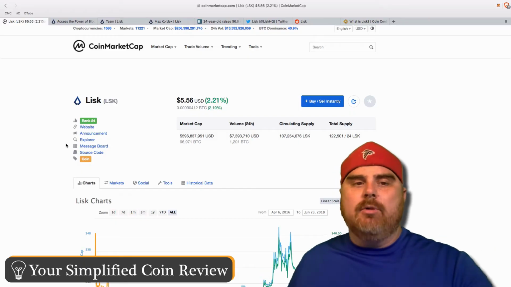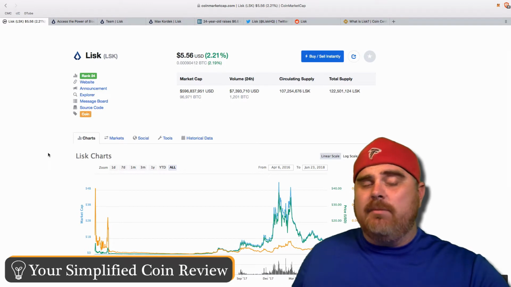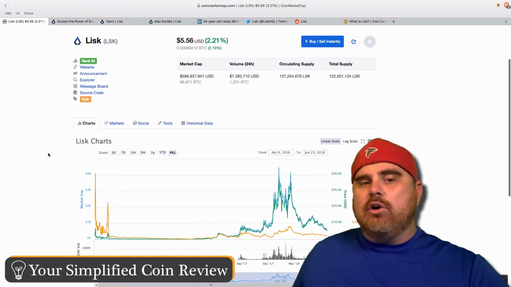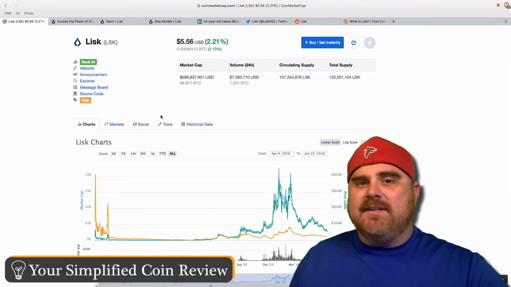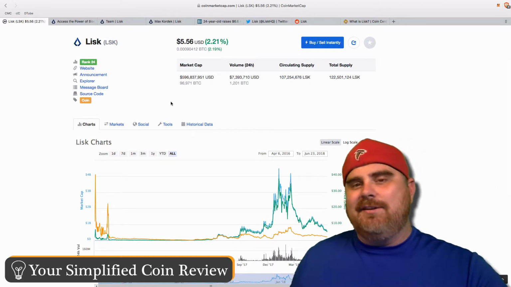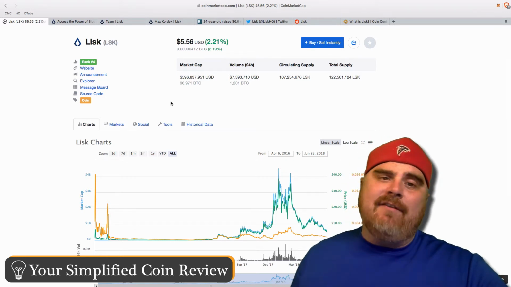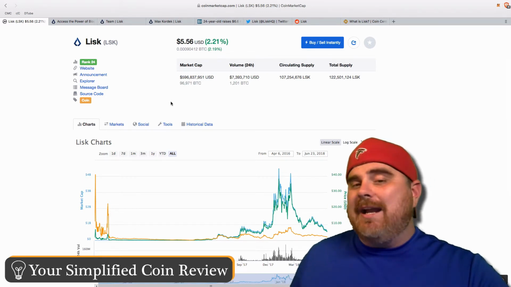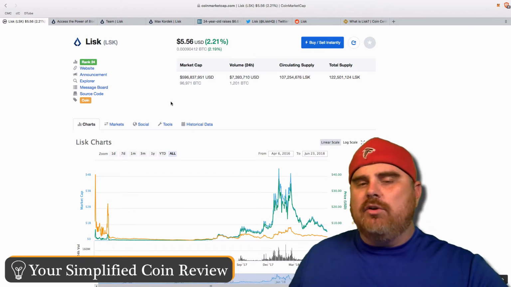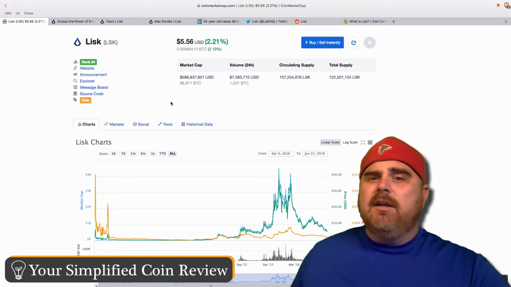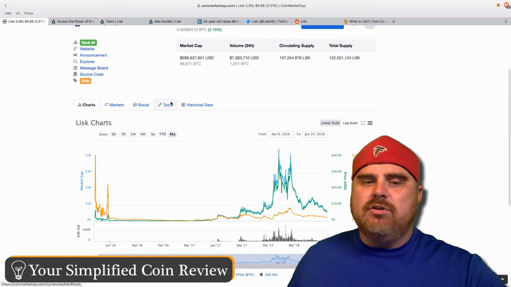So let's jump into the numbers on Lisk. Lisk right now is coming in at number 24, and as I mentioned, their mainnet has launched, so it is a coin, which means it's on its own platform. Current price is $5.56. It's obviously near the end of June right now, so things have been terrible and prices are all down. The market cap is almost $597 million. The volume is $7 million over the last 24 hours. Circulating supply is 107 million Lisk, and the total supply is 122 million Lisk.